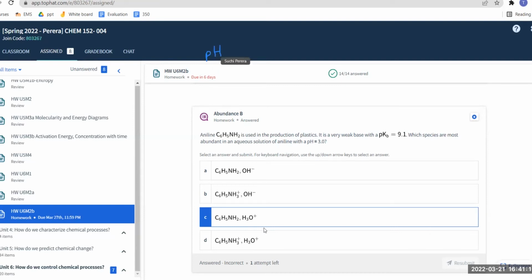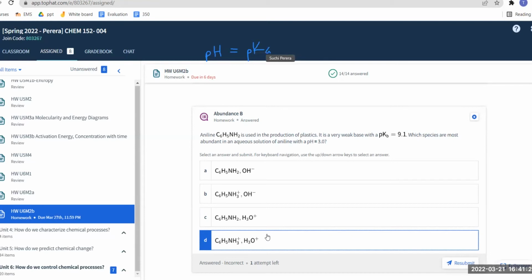According to this, pH is equal to pKa plus log of the conjugate base concentration over the weak acid concentration. Whenever we use the Henderson-Hasselbalch equation, we have to use the acid form because it is what we have in this form. Are you with me so far? Yes. Okay.